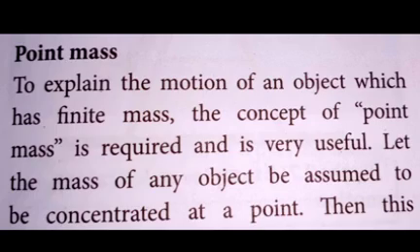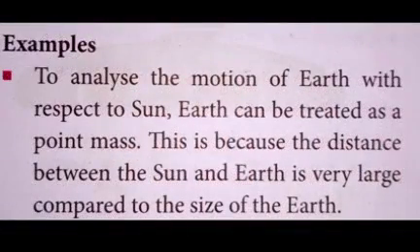See the example. To analyze the motion of Earth with respect to the Sun, which means we are going to calculate the rotation of the Earth around the center of the Sun, here the Earth is treated as a point mass. That means we are going to keep Earth as a small point because the distance between the Sun and Earth is very large. So when compared to that, we are treating the Earth as a small point. This is the best example for representing a point mass.